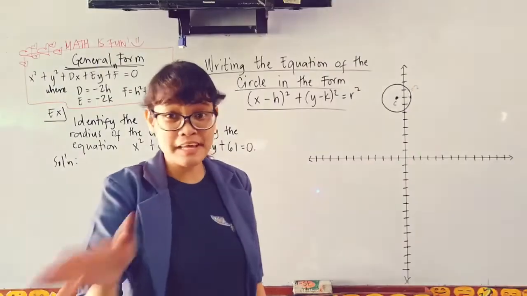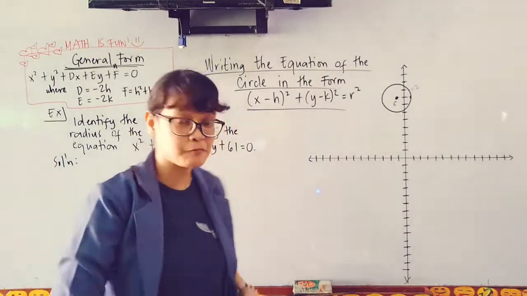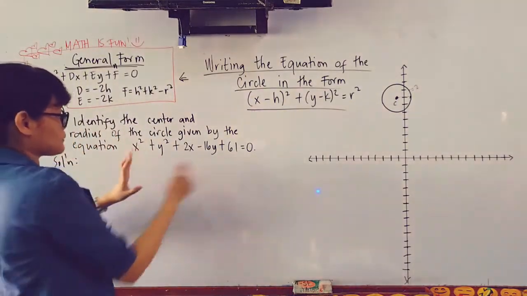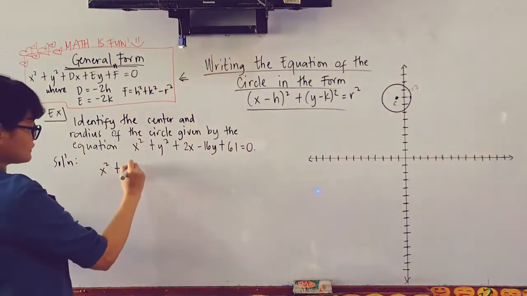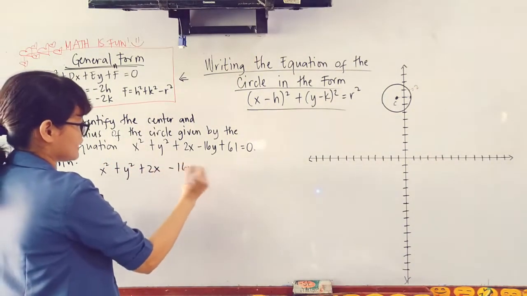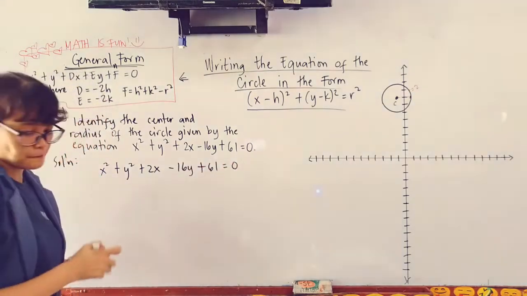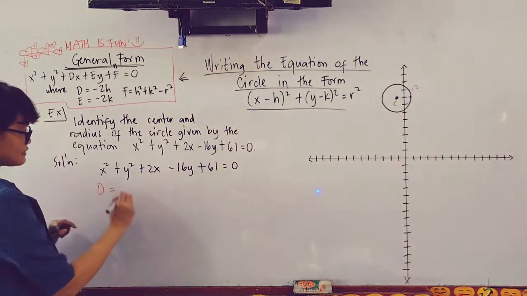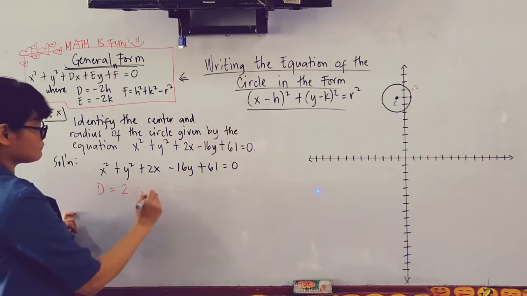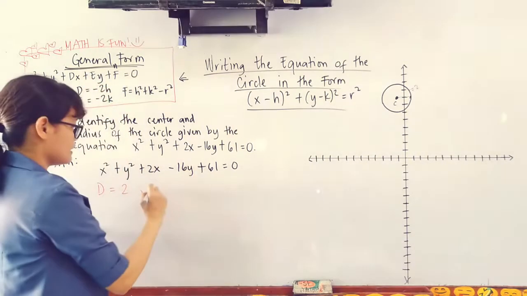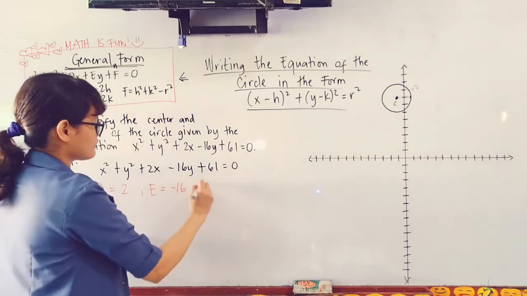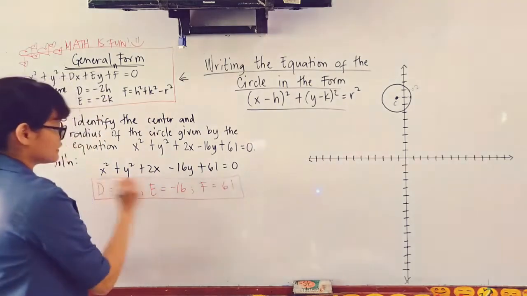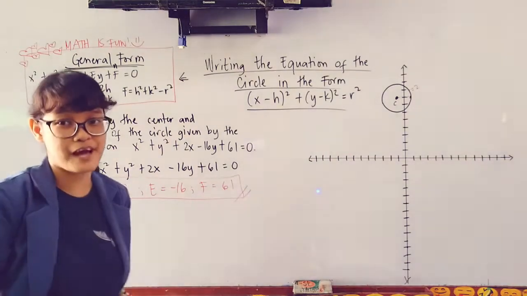Now this time I'm going to show you how the denotation is used when this is the given. It's very easy. This is your equation: x squared plus y squared plus 2x minus 16y plus 61 equal to 0. We know that the value of d is positive 2, and the value of e, since it is beside y, is negative 16, and the value of f is equal to 61. Once you know these, it's quick to find the values of h and k.